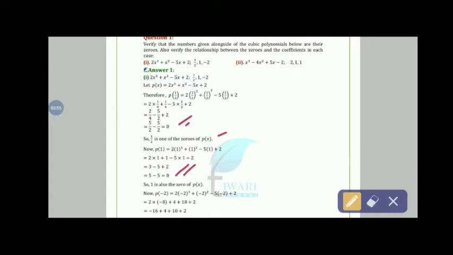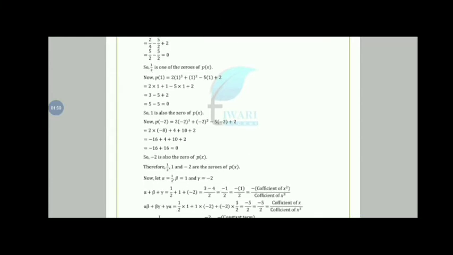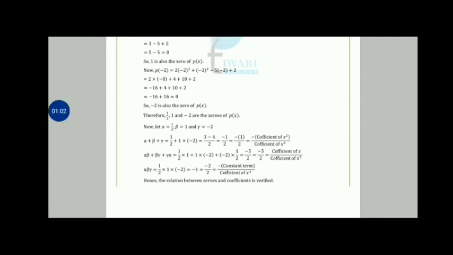Then we have p(minus 2). Again putting in place of x, we put minus 2. So this is 2 into (minus 2) whole cube plus (minus 2) square minus 5 into (minus 2) plus 2. On solving this, we again get 0. So minus 2 is also a zero of the polynomial. Now we have 3 zeros: 1/2, 1 and minus 2.